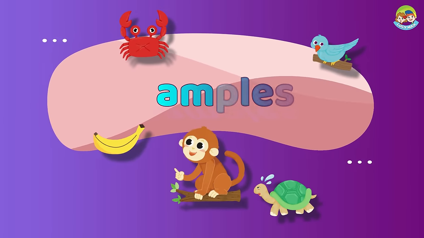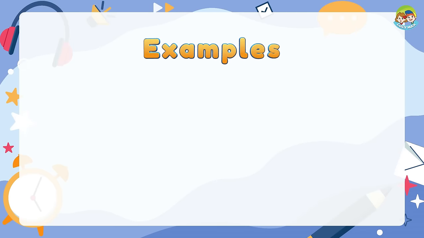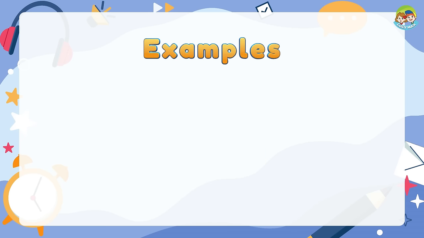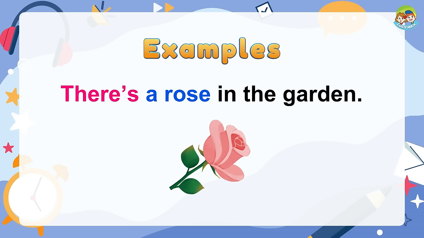Examples. Let's take a look at some examples. There is a subway. We say there is because there's one subway. There's a rose in the garden. There is means there's one rose.